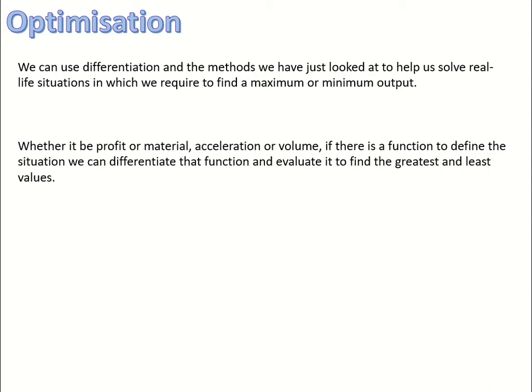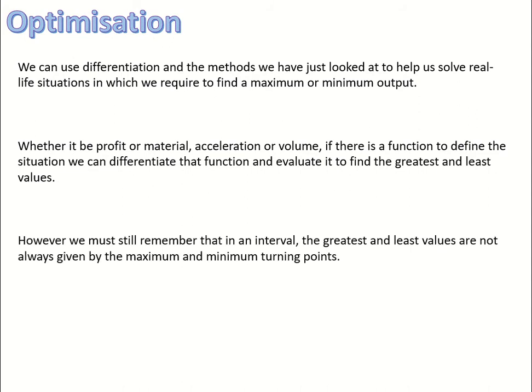The idea of the differentiation that we've done, and certainly in terms of finding stationary points, is that we can find both of those things. We can find the highest, we can find the lowest, but we've just got to remember that if there is an interval, the maximum and minimum turning points might not be the greatest and the least values within that interval. So there's a couple of things to consider here. But as I say, it's virtually the same questions that we were doing in the last part. It's just now more of a context. I guess the difficulty is actually recognizing what you're trying to do from the question.